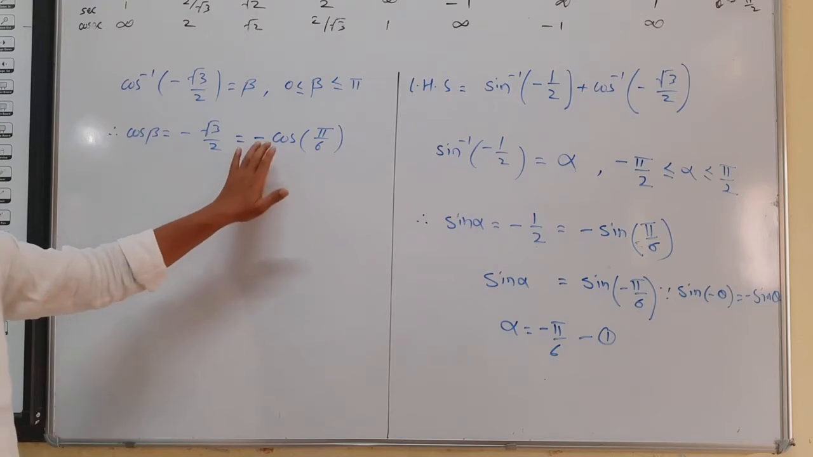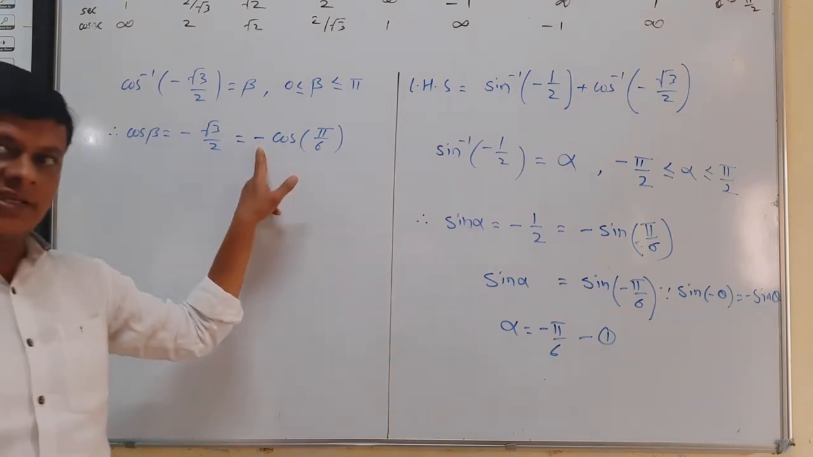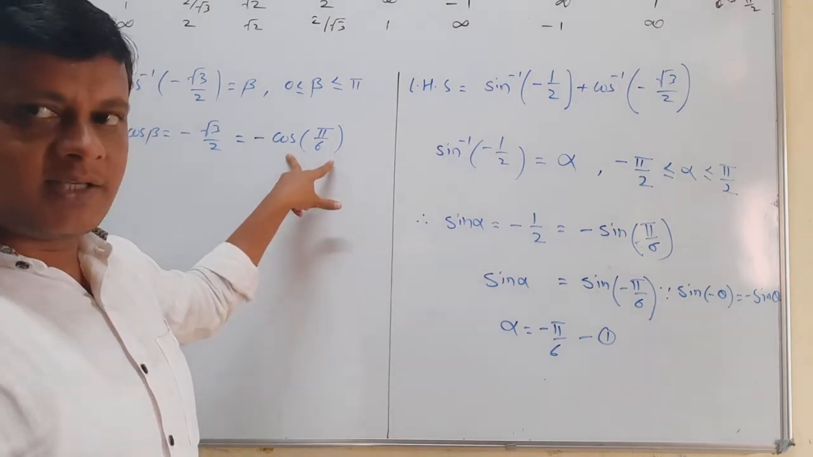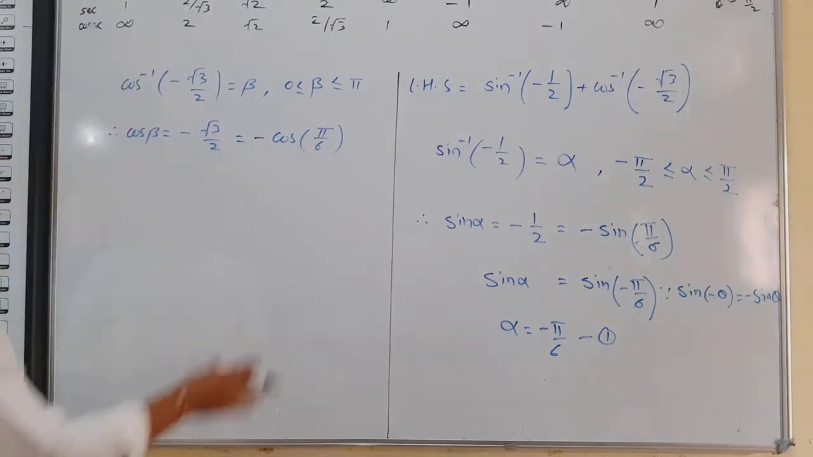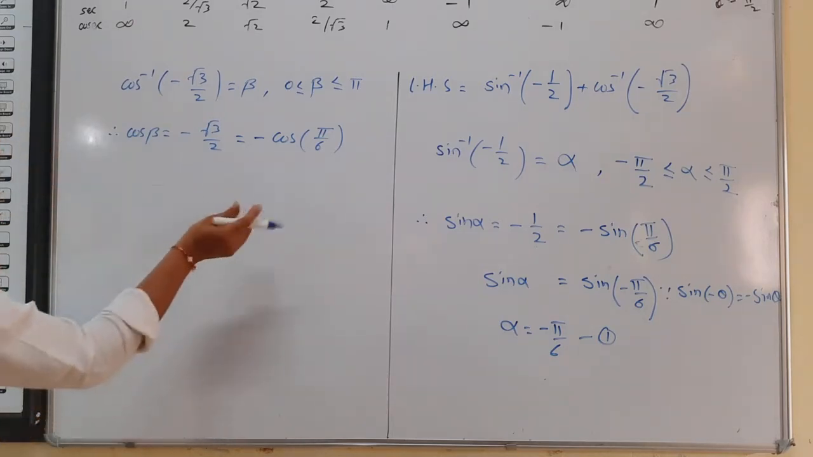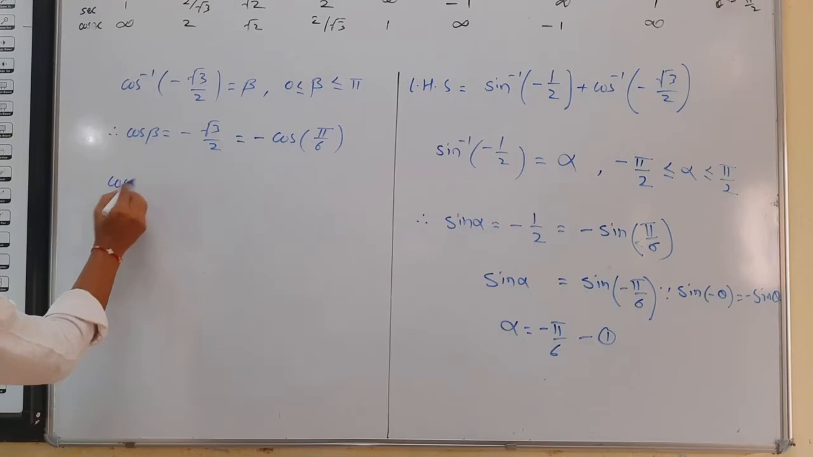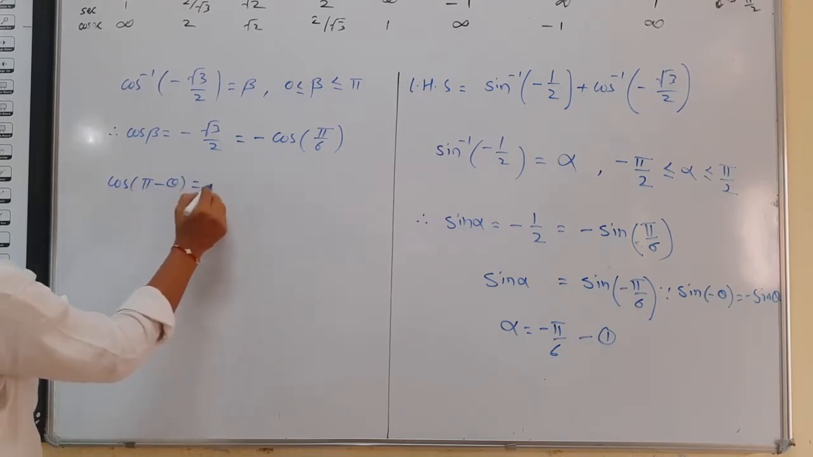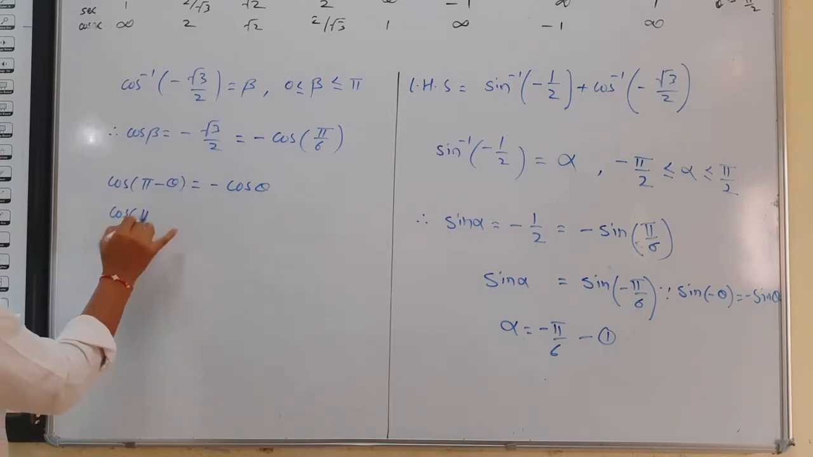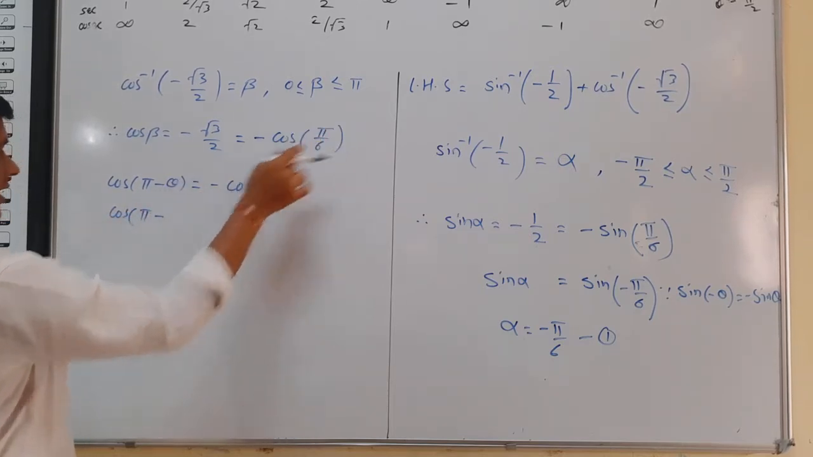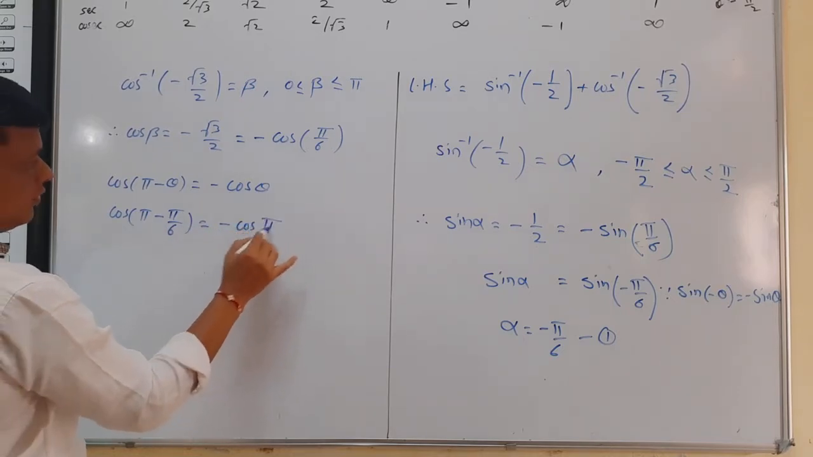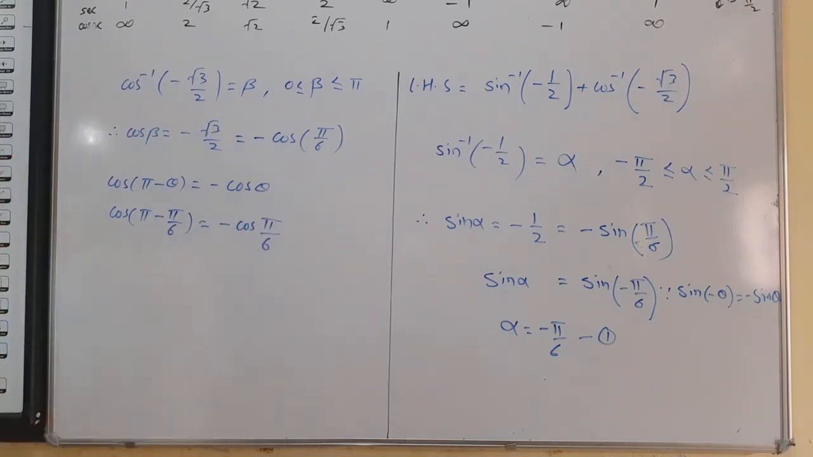Here this minus cos pi by 6 cannot be written as cos of minus pi by 6. So for that we have to apply the pi minus theta formula. So we use the value cos of pi minus theta is equal to minus cos theta. From this we calculate pi minus theta. In place of theta we substitute the value pi by 6, which gives minus cos pi by 6.